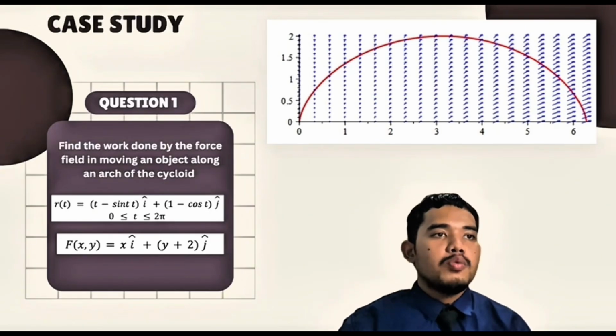I will start with the manual calculation for question 1. From question 1, we are given the parametric equation and also the vector field.